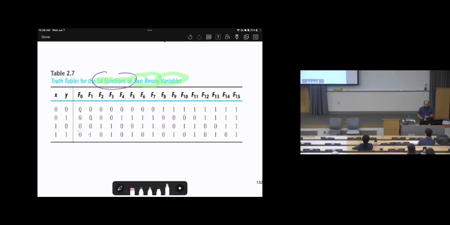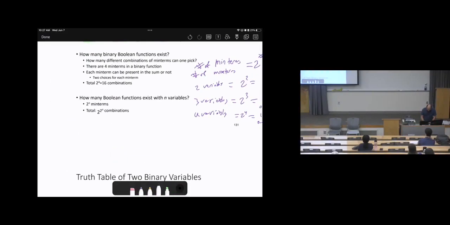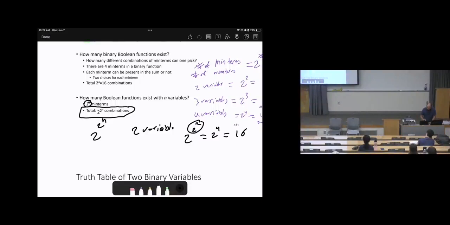How can we find this number? Basically, you can find it using 2 power 2 power n. This is how many combinations or possibilities there are. The number of min terms is 2 power n, and the number of functions is 2 power 2 power n, such that n is the number of variables. So when we have 2 variables, it will be 2 power 2 power 2. 2 power 2 is 4, so it is 2 power 4, which is 16.